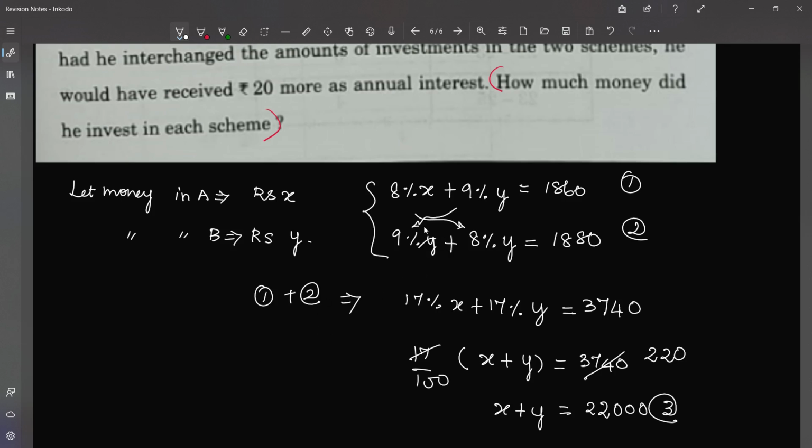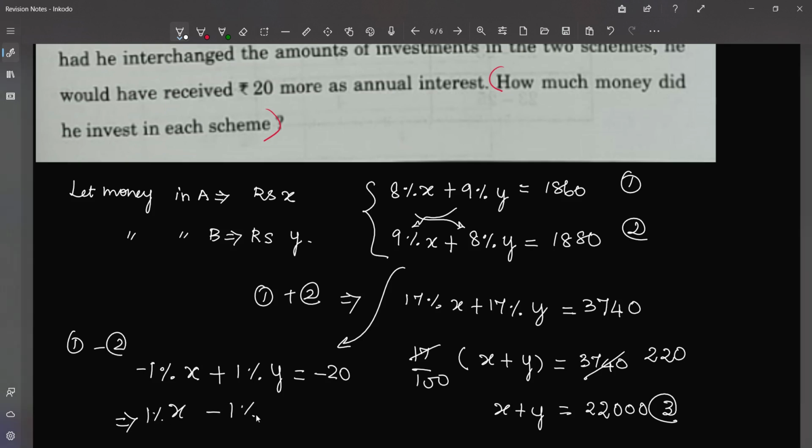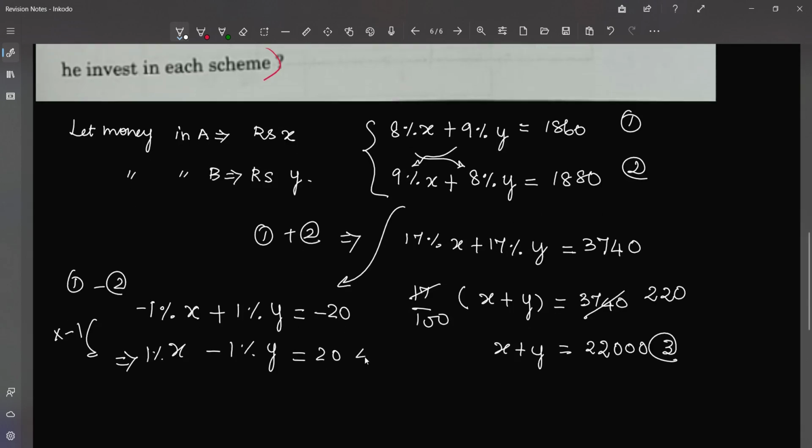And when we subtract the two equations, we get another equation, which is 1 minus 2. So that will be what? I think I made a mistake here. So it should have been X here. So 8% minus 9% is minus 1% of X plus 1% of Y, which is equal to minus 20. So it will be 1% of X minus 1% of Y, which is equal to rupees 20. What I'm doing here is multiplying this entire equation by minus 1 so as to get the X coefficient positive. So this will be the fourth equation.